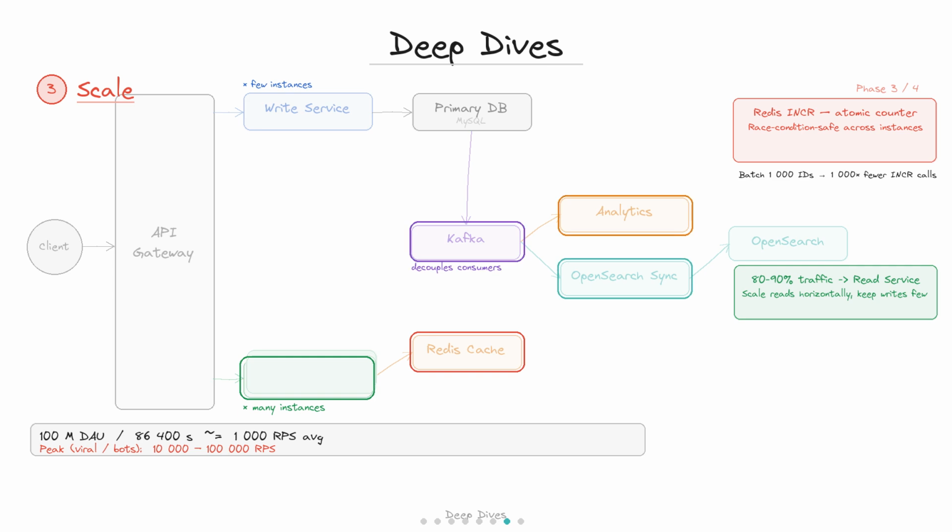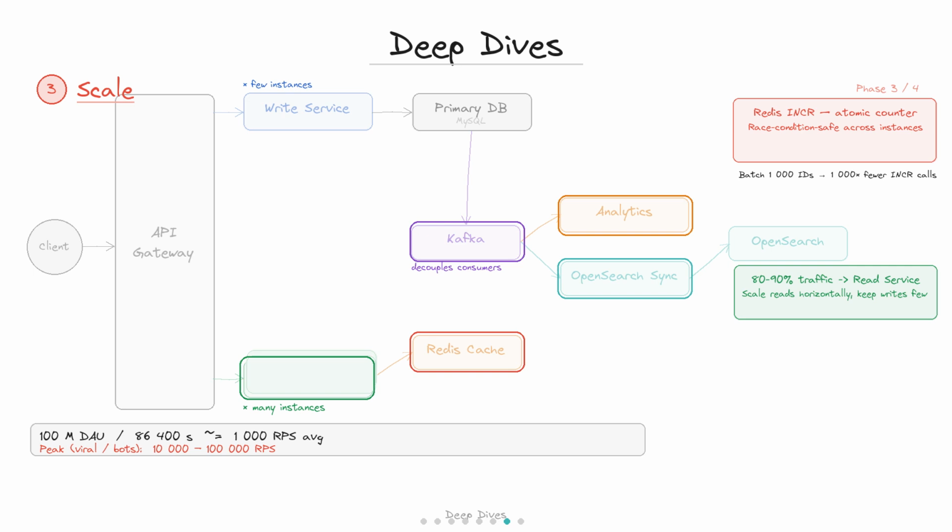Now let's talk about Kafka. Every URL creation event is published to a Kafka topic. We have two consumer groups reading from it. The analytics consumer processes click events in near real time. The OpenSearch sync worker indexes every URL so users can search their links by keyword, domain, or tag. Kafka decouples these consumers from the write service entirely. If OpenSearch falls behind, it doesn't slow down URL creation.